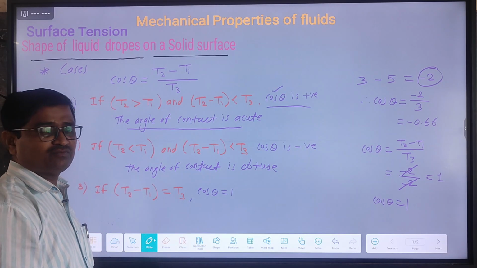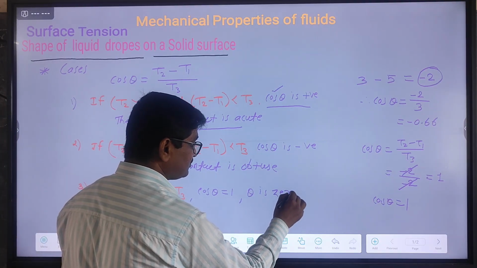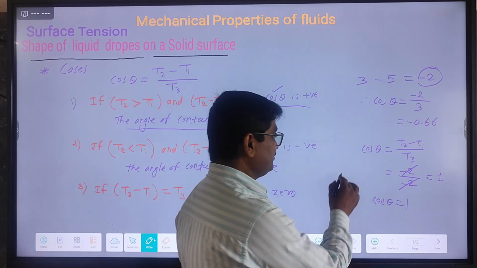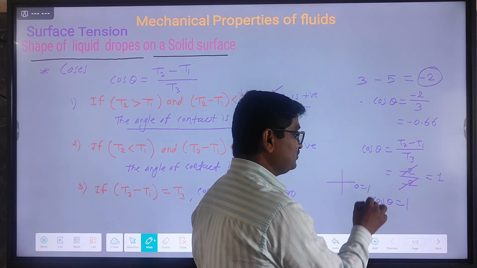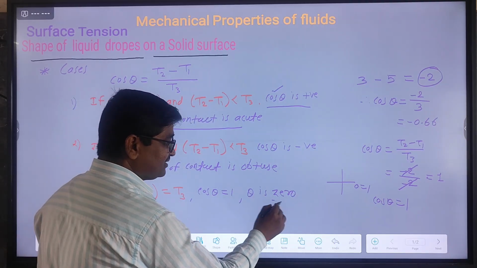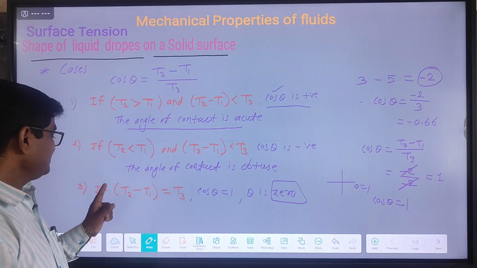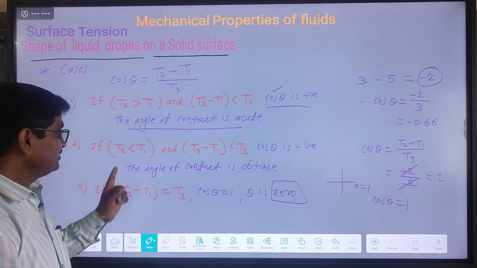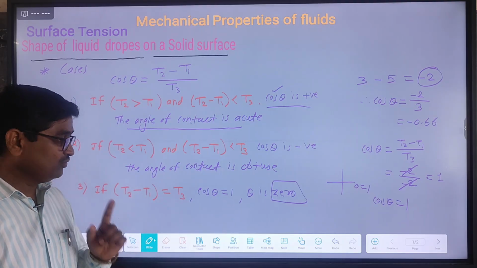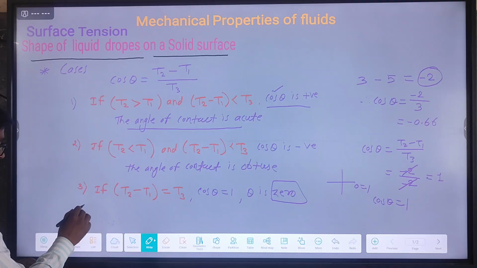And when cos theta is equal to 1, we know that theta is 0. You remember, cos 0 is equal to 1. You get it clear? So cos theta is equal to 1, so it means theta is 0. So this is the angle of contact about 0 degree. So this is the case about angle of contact 0. This is the obtuse angle of contact and this is the acute angle of contact. One more case will be remaining, that is the fourth case.